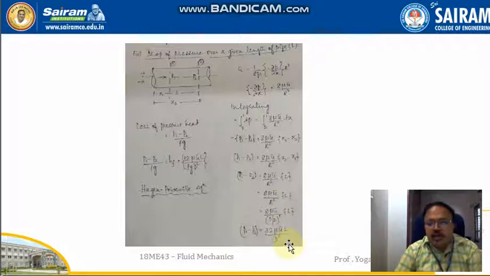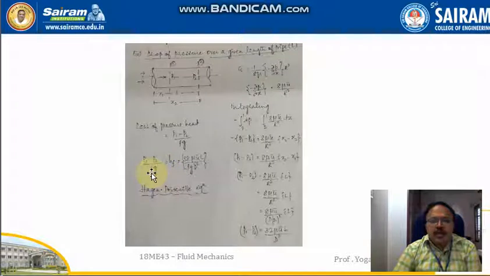That is 32 mu u bar L divided by d square. Dividing both sides by rho g, on the right side we have 32 mu u bar L by rho g d square. On the left side we have P1 minus P2 by rho g, that is nothing but the head loss due to friction.